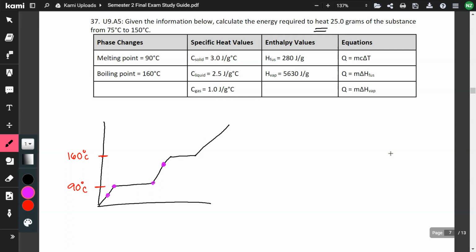So we're going to need 3 steps. Step number 1, we're going to raise the temperature as a solid. Step 2, we're going to transition from a solid to a liquid. Step 3, we're going to raise the temperature of our liquid.